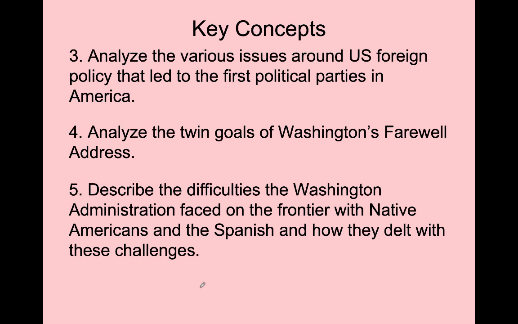And so let's look at the key concepts. It says, analyze the various issues around U.S. foreign policy that led to the first political parties. And this is really the trouble with the French Revolution. Should we get involved and honor our French alliance, or should we not? Should we stay neutral? And of course, Washington tried his Neutrality Proclamation, and then he did John Jay's Treaty. And this, of course, is just going to further split the Federalists and the Democratic Republicans apart, because one wants to support the British, one wants to support the French.